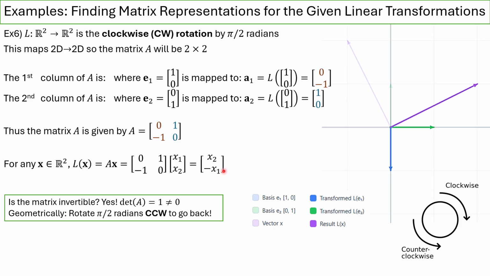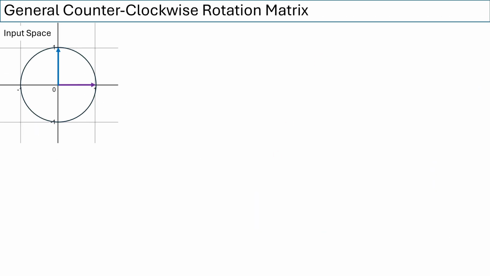Okay, and so finally, a fun question: is this matrix invertible? Yes, it is. The determinant of A is 1. That's non-zero, so the matrix is invertible. And so geometrically, what can we do to invert this transformation of rotating 90 degrees clockwise? Well, we rotate 90 degrees counterclockwise. We go right back to the start. All right, so since we can return to the start, we don't lose information in the process. This transformation is invertible.